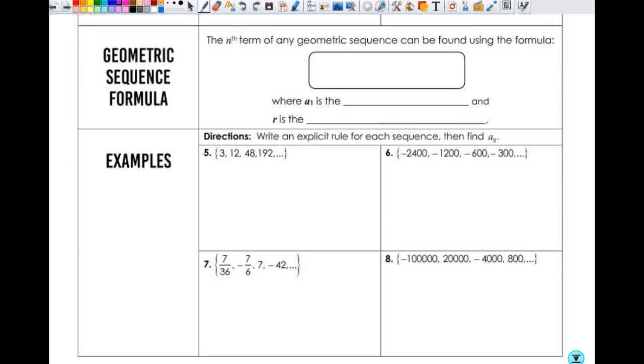So the nth term of any geometric sequence can be found using this formula. A sub n equals A sub 1 times R to the n minus 1 power, where a sub 1 is the first term again, and r is the common ratio.